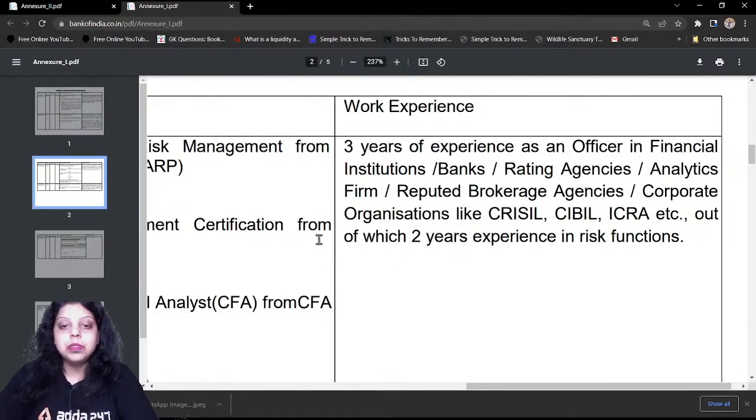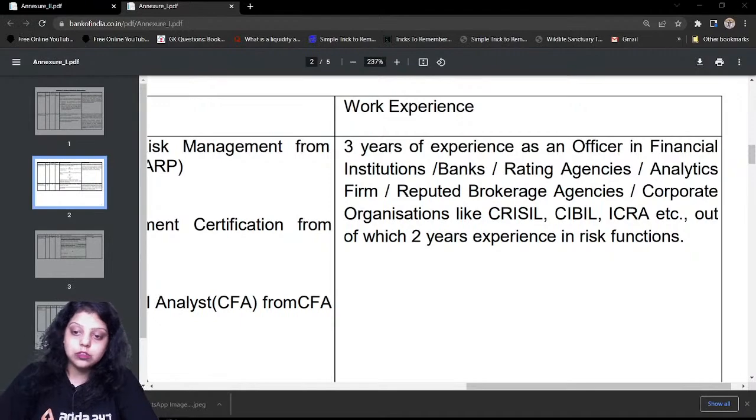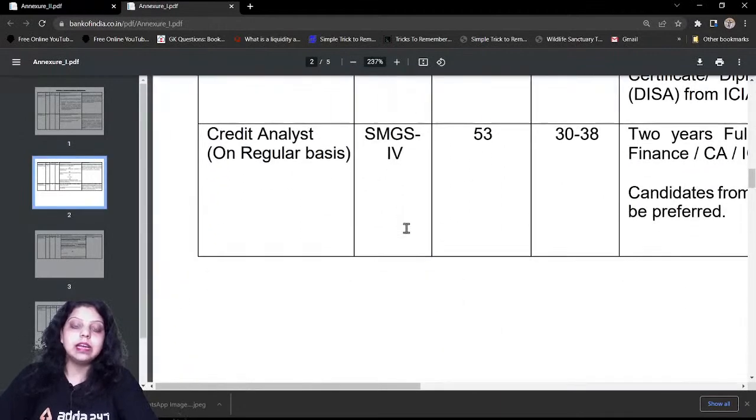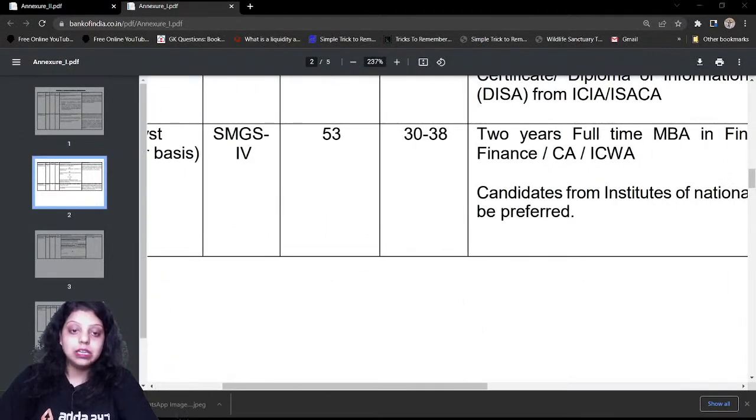It can be anything, out of which 2 years of experience in risk functioning. Out of total 3 years experience is required, and out of that you need 2 years experience in risk functions. Okay, now the next is credit analyst on regular basis. The age is 30 to 38 years.